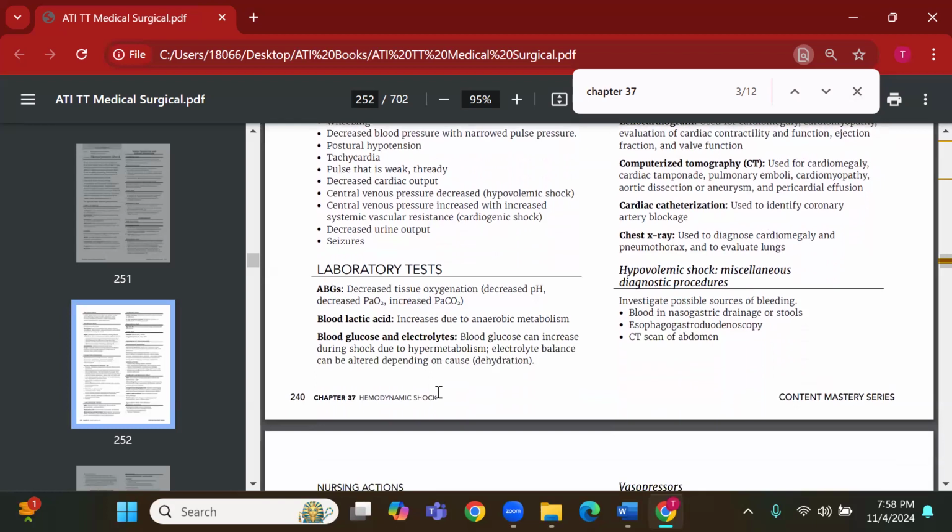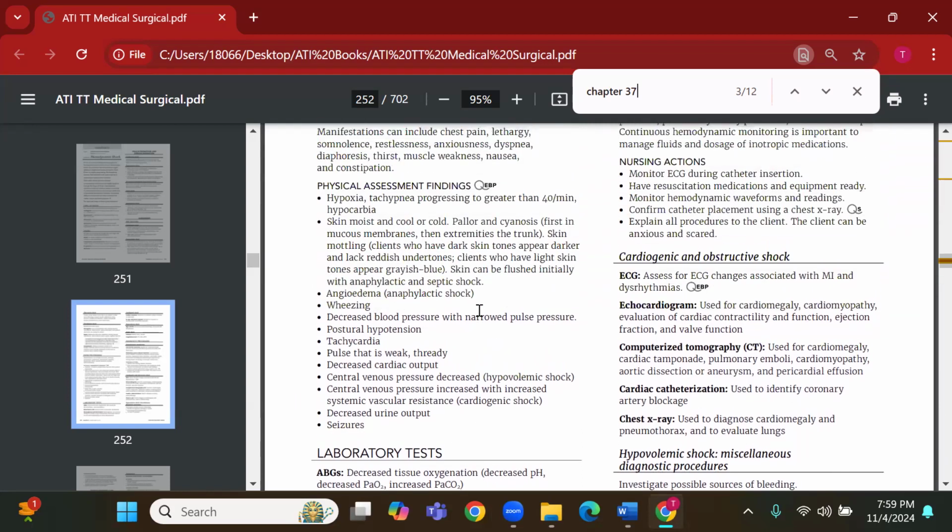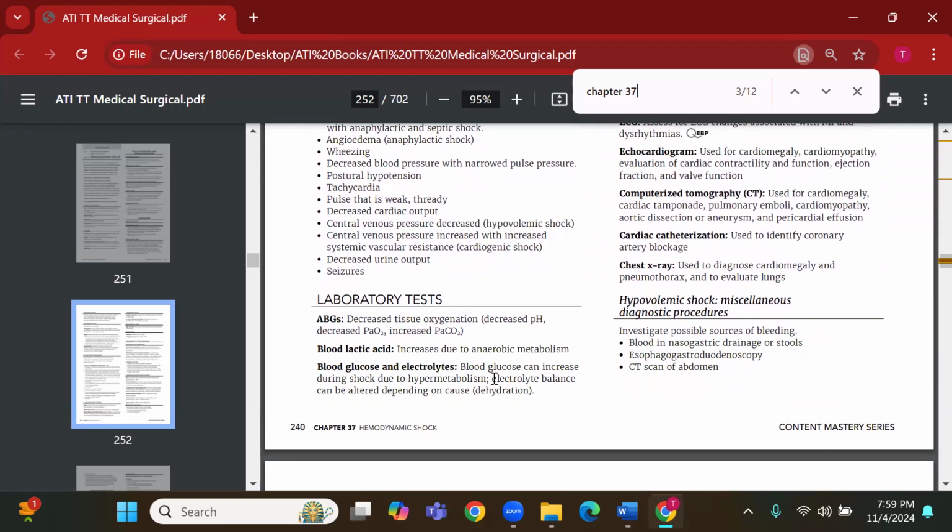Now, look at the lab test. Remember how I said the most accurate oxygen measurement is through an ABG, right? The PaO2. But our carbon is also going to go down. That's a good indicator that this person's going into shock. So if you see here, but look what it says here. Decreased tissue oxygenation, which is decreased pH, decreased PaO2, which is oxygen, but it says increased. Now, see, it just contradicted itself. Up here it says hypocarbia. We're going to have to go and look and see.